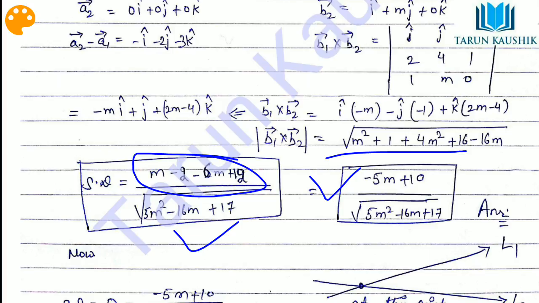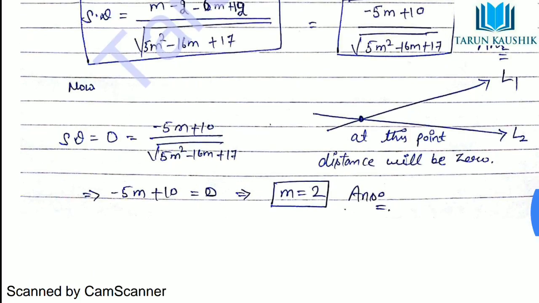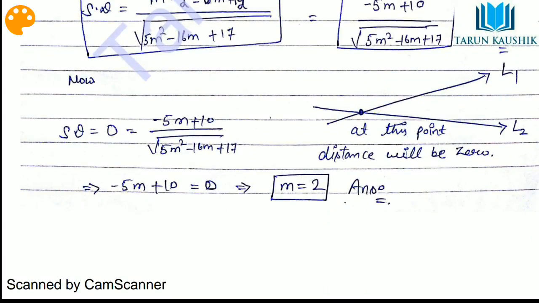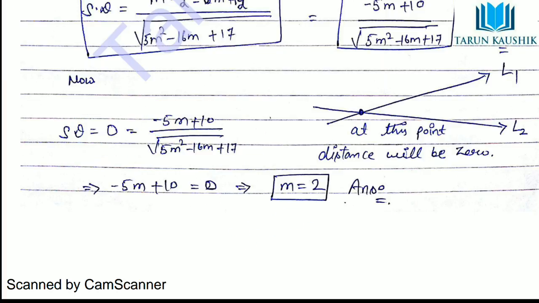So we have to find out the value of m so that these will intersect. For intersecting, the distance will become 0. For example, this is the intersecting point, and at this point the distance between these two lines becomes 0. So just substitute the distance equal to 0 in this formula of distance. This portion will get cancelled, and we are left with minus 5m plus 10, and from there m comes out to be 2. Okay, so this was the question.